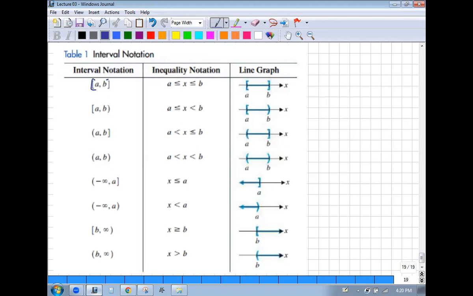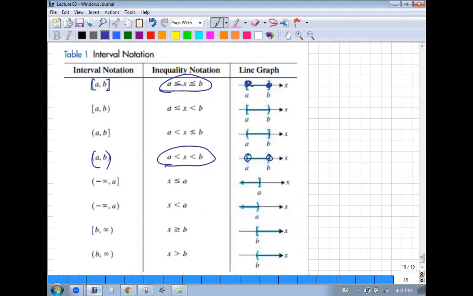So a square bracket means include the endpoints, all right? A round bracket means don't include the endpoints, right? So this one is everything between A and B, including A and B. You draw it like that. This one is everything in between A and B, but don't include A and B. So you use round brackets, right? That's the difference between round and square brackets. Does that make sense?